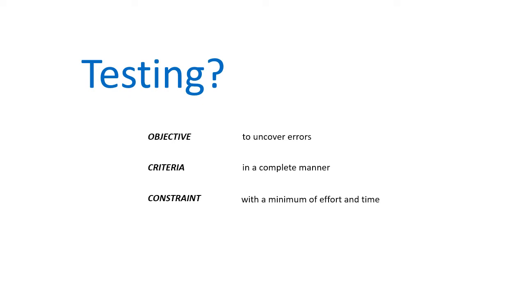But first, if we want to recall what testing is, it can be compactly defined by these 3 points. The first one is the objective of testing, none other than to uncover errors. How to do it? With the criteria that we want to do it in a very complete manner. We want to look at every angle, to do every diagnosis and so on. But note that everyone has a constraint, and that is to use the minimum effort as well as time in testing.